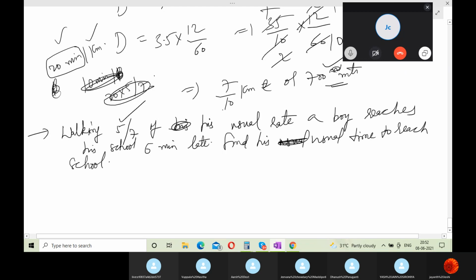Okay, now. Please understand. If he takes 5 by 7 of his usual speed, he will take how much of his usual time? 7 by 5 of his usual time. Correct? Correct or wrong? Please tell me why like that.